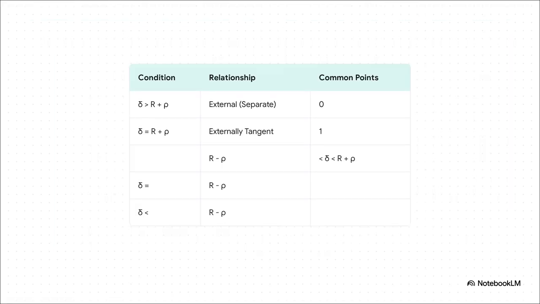Okay, so what happens when two circles meet? There are basically 5 ways it can all go down, and it all depends on one simple comparison: the distance between their centers, which we'll call delta, versus their radii, r and rho. So if the distance between the centers is bigger than the 2 radii added together, well, they're just floating apart. If that distance is exactly the sum of the radii, they touch perfectly at one single point. Then, as they get closer, they start to overlap and intersect at 2 points. This same logic just keeps going, defining every possible relationship, all with just a few simple checks.